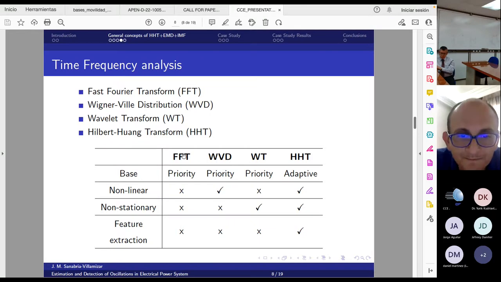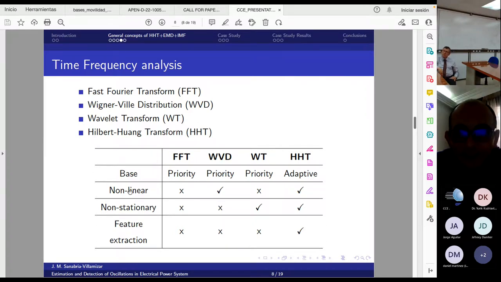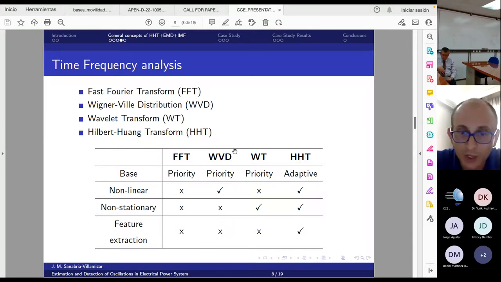When we compare the FFT, the Wigner-Ville distribution, the wavelet transform, and the Hilbert-Huang transform, we can conclude that with nonlinear signals or nonlinear systems, the HHT and the Wigner-Ville distribution have good results. With non-stationary signals, we can see a good behavior from the wavelet transform and the HHT.